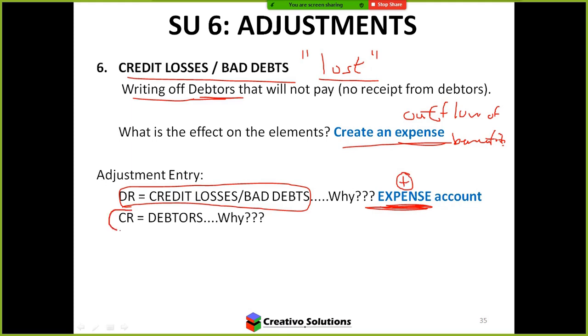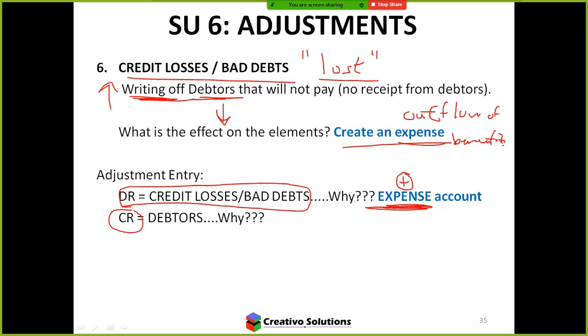Why do you credit the debtors? Do you know why? I think you do. They don't owe you as much now. So then they're decreasing. Very good. Notice the words writing off. So, are you going to increase the debtor? Will you have more debtors when you write them off? No, you'll have less debtors.